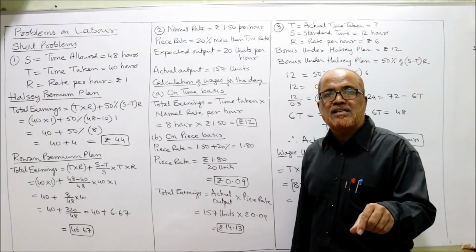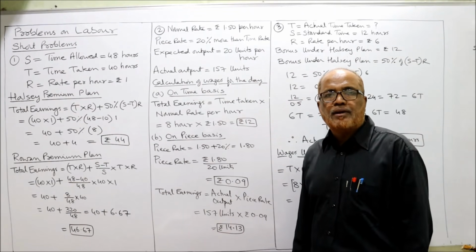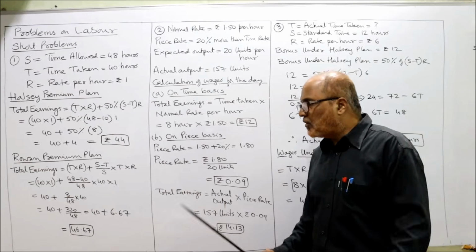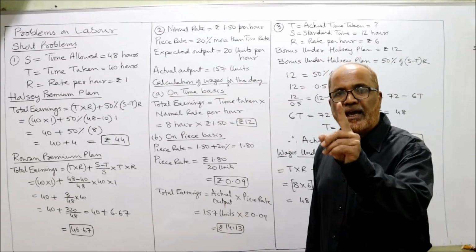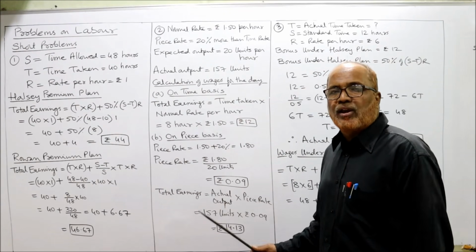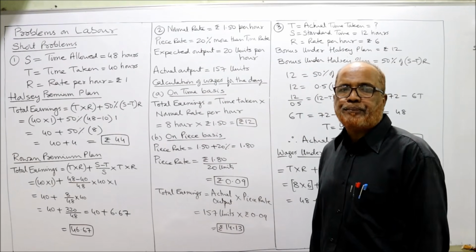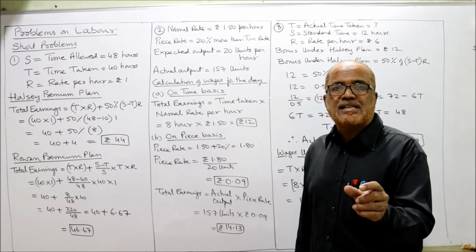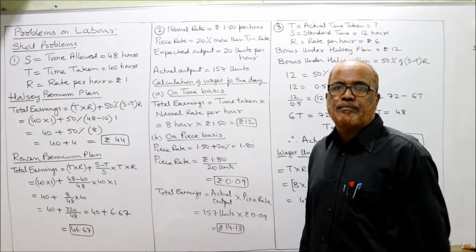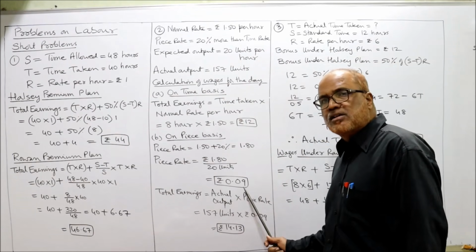तो व्हाट इज द पीस रेट? एक यूनिट को कितना पड़ेगा? तो 20 यूनिट बनाएंगे तो 1 rupee 80 पैसा मिलेगा. तो एक यूनिट को कितना मिलेगा? तो 1 rupee 80 पैसा डिवाइडेड बाय 20, you will get 0.09. 0.09 is the piece rate. Rate per unit. Rate per unit is 0.09.